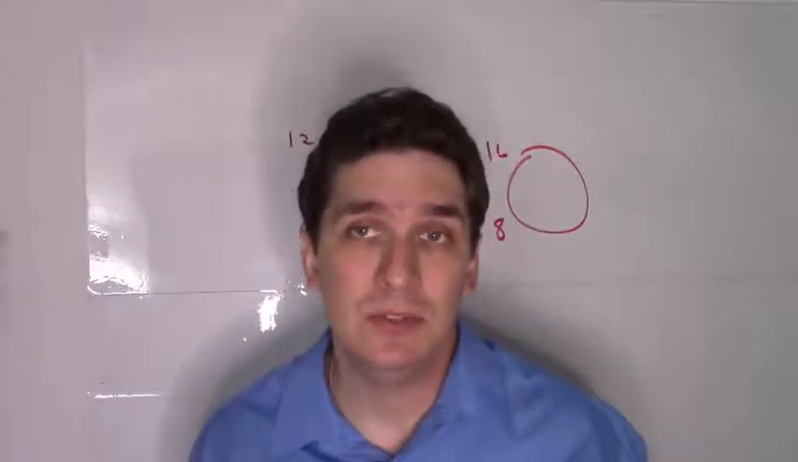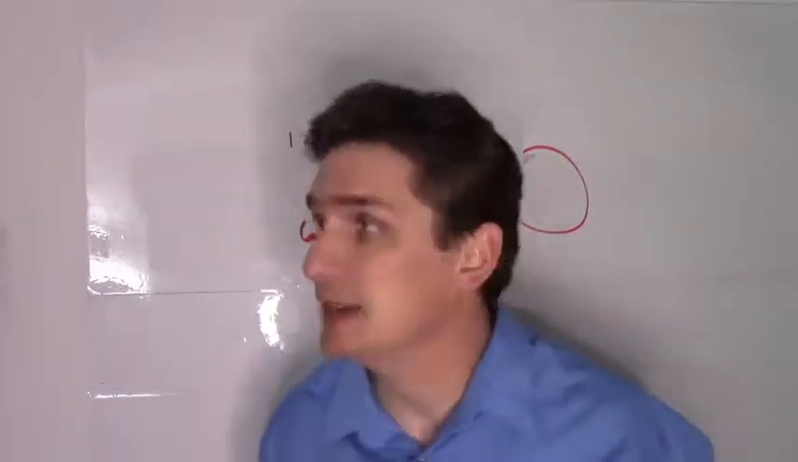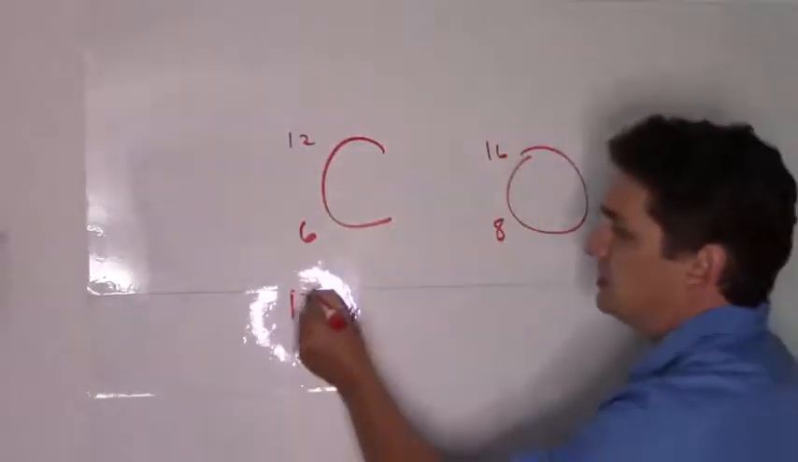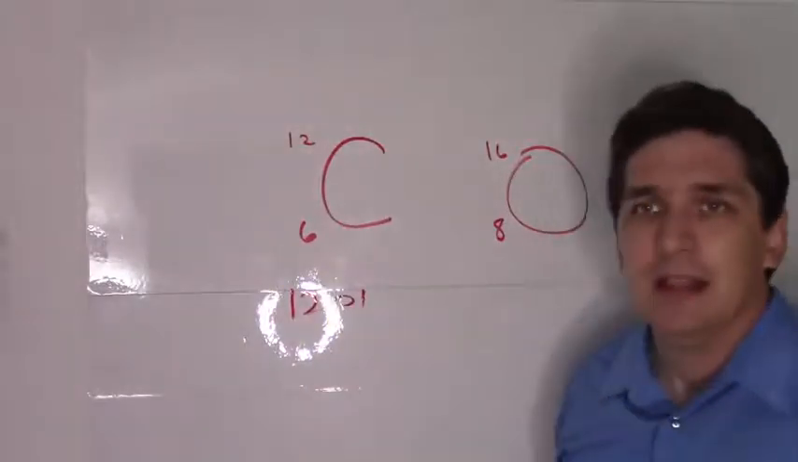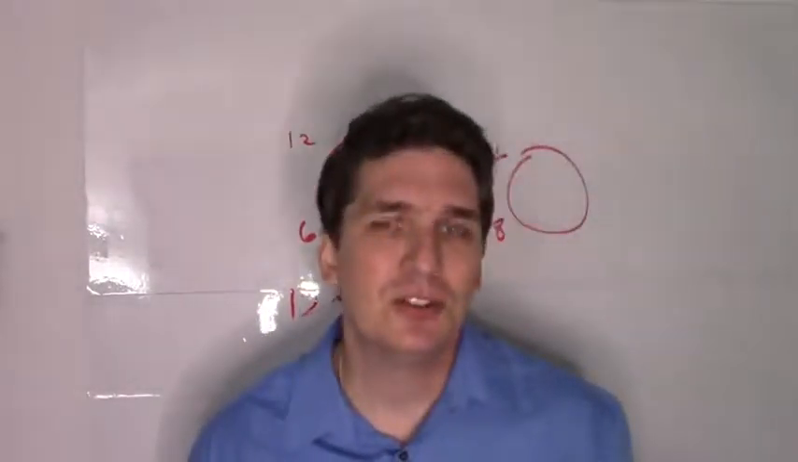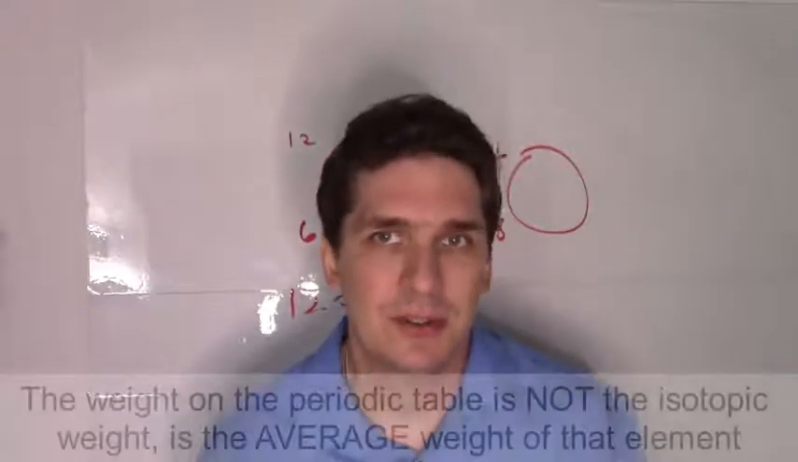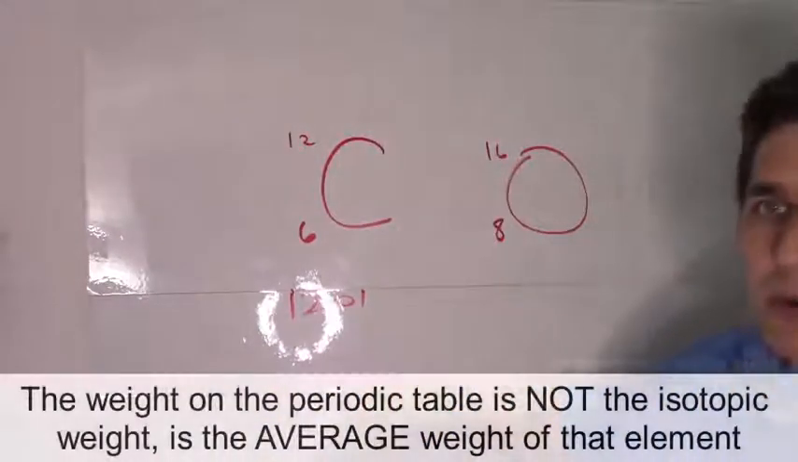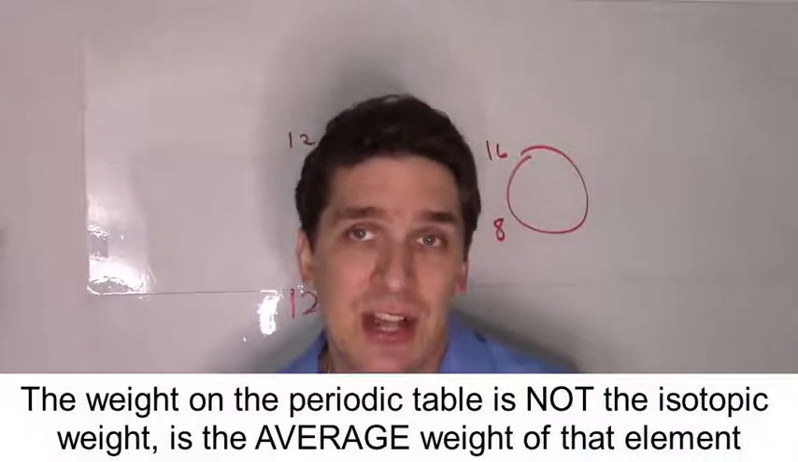Now, what really confuses students the first time they start taking chemistry is that if you look on the periodic table, carbon weighs 12.01. That is not an integer. You can't have a fractional number of neutrons. And so this 12.01 here represents the average atomic weight.